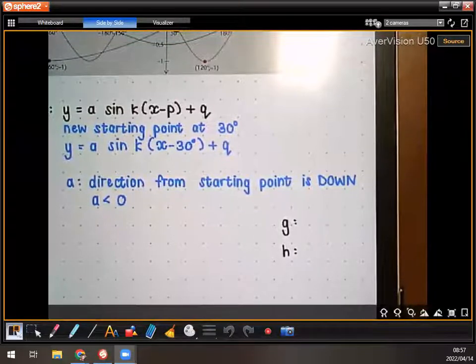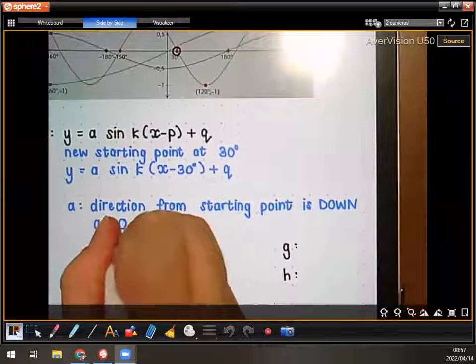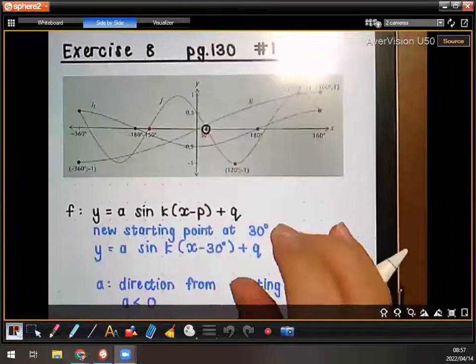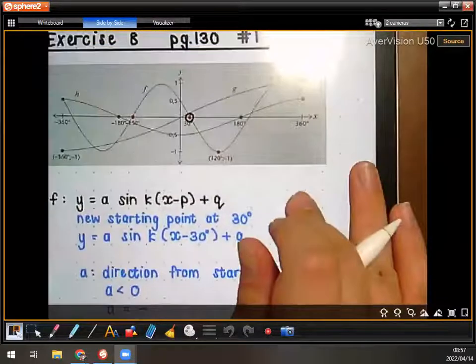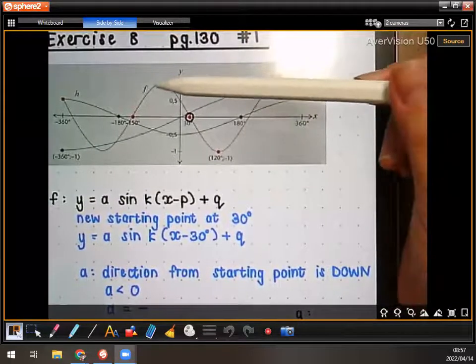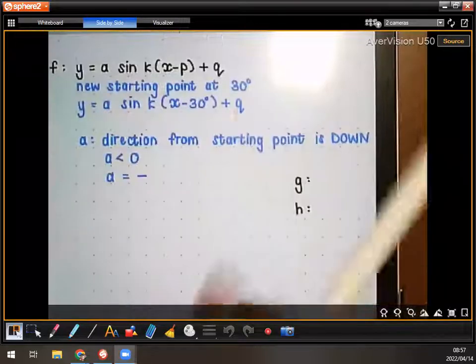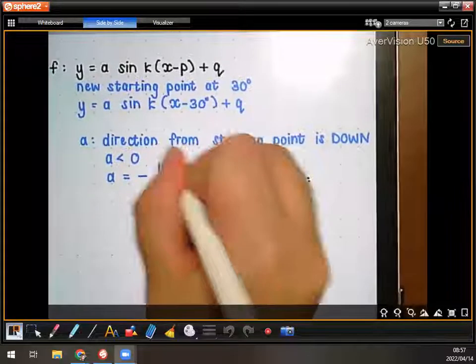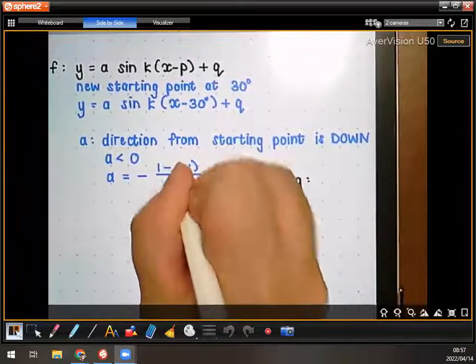But now how do we actually get the value? All right, how are we going to know? Is it 1, is it 2, is it 3, whatever? By using that formula. Okay, so I'm going to write here A is equal to, and let's put a minus there because we know that the answer has to be negative. All right, what is the highest value that I have on the green graph? It is 1. And the lowest one is negative 1.